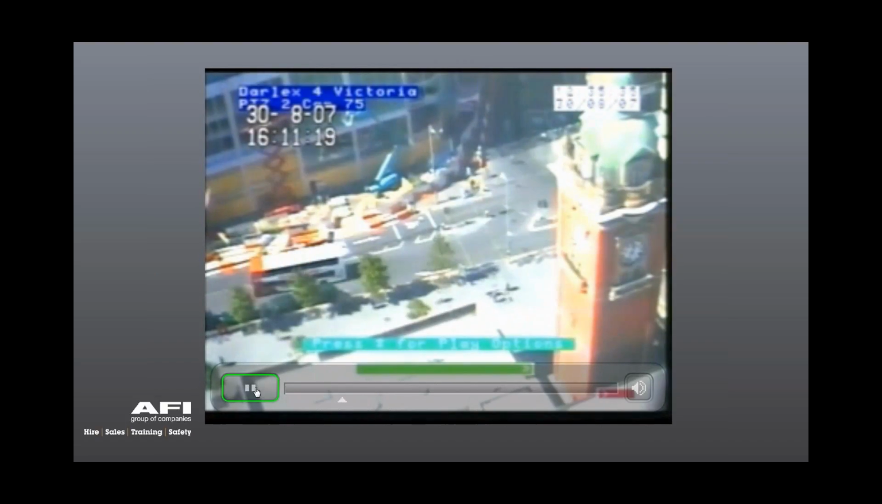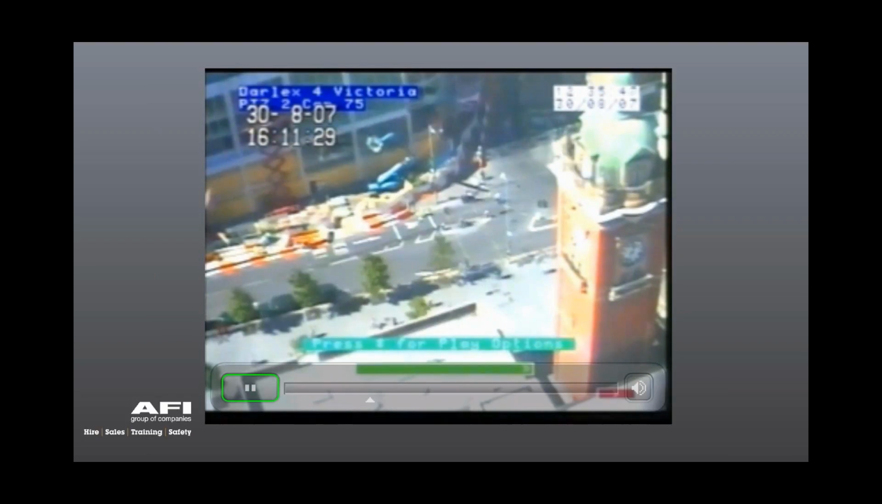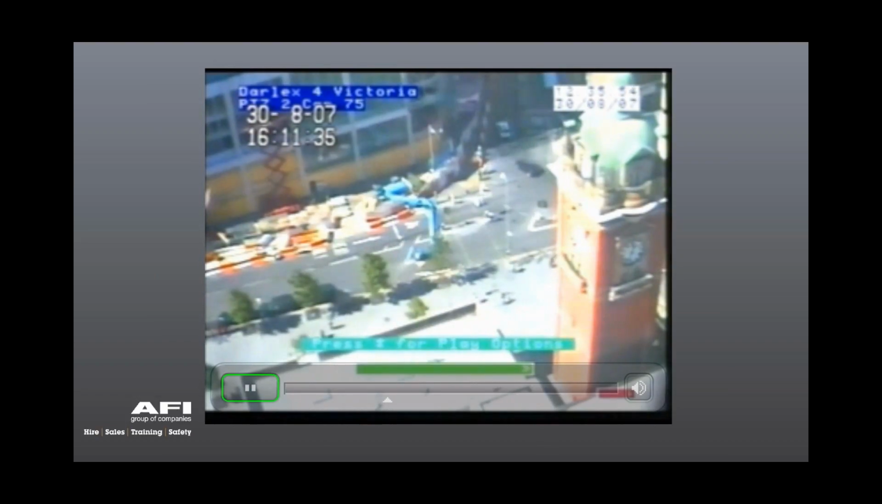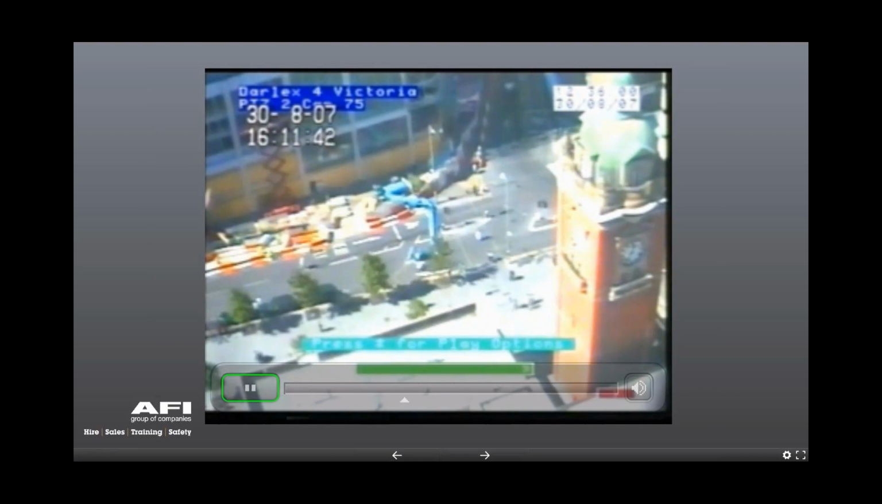If you look at number 75 at the top, you can just see the operator in the basket. He's just turned his wheels. He does appear to be the wrong way around in the boom, and then suddenly he punches into some underground service and down he comes. The dust off the machine, basically, as the basket hit, and then of course the proverbial hits the fan, everybody's running, stopping traffic, etc.